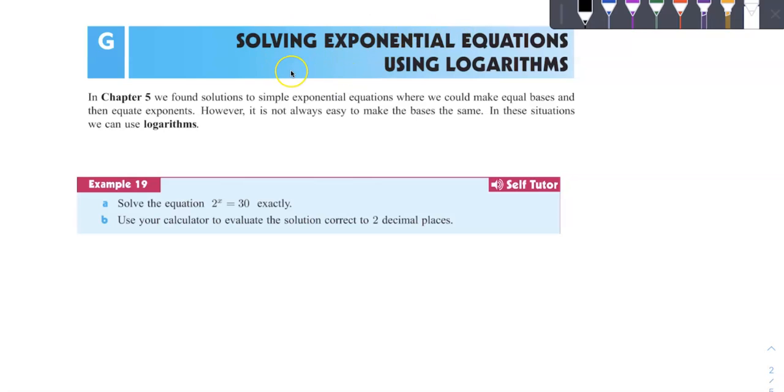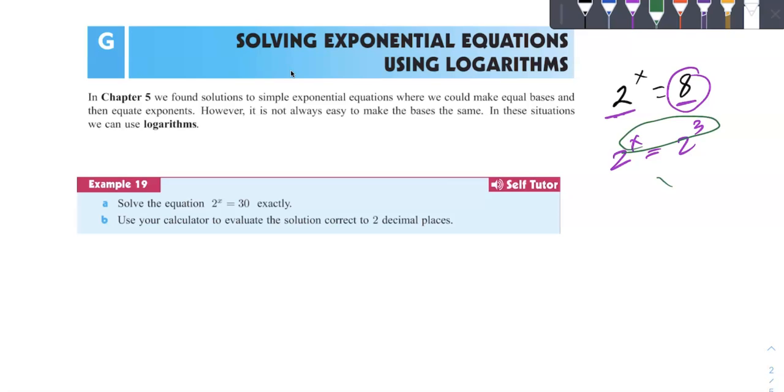Solving equations using logarithms. In an earlier lesson, we talked about how to solve equations like 2^x = 8, where the key was to get these to be the same base. In this case, 8 is 2 cubed, so it's 2^x. Once they're the same base, you just solve the exponents, so x = 3. But what happens when this is not possible?